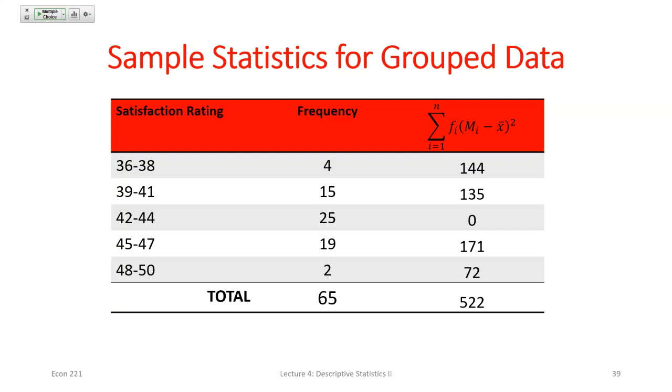We'll then add up all those deviations squared times their frequency. And here, if this is sample data, instead of dividing by the sum of my frequencies, I will divide by the sum of my frequencies minus 1, right? So instead of 65, I redivide it by 64.